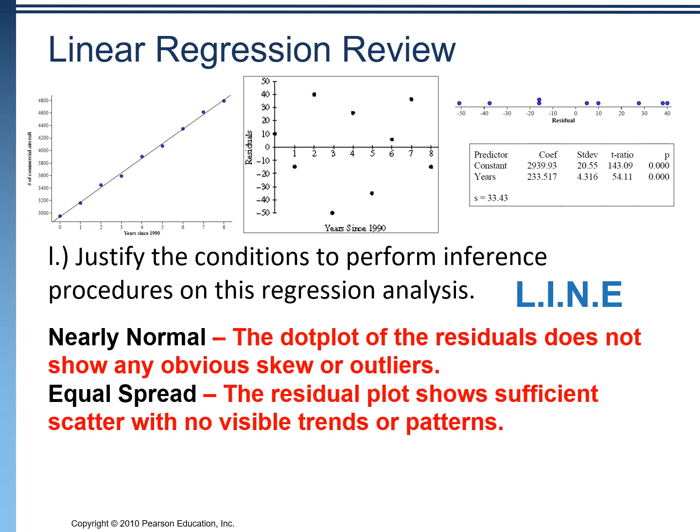It might be a histogram, it might be a box plot. All right, we're looking for some kind of display of the residuals that we can justify a nearly normal assumption. So because this dot plot isn't showing any skew or any obvious outliers, we're going to say that this condition is met. And then lastly, the E is for equal spread. And for this one, we're looking at that residual plot, and we're just looking for scatter with no trends or patterns.